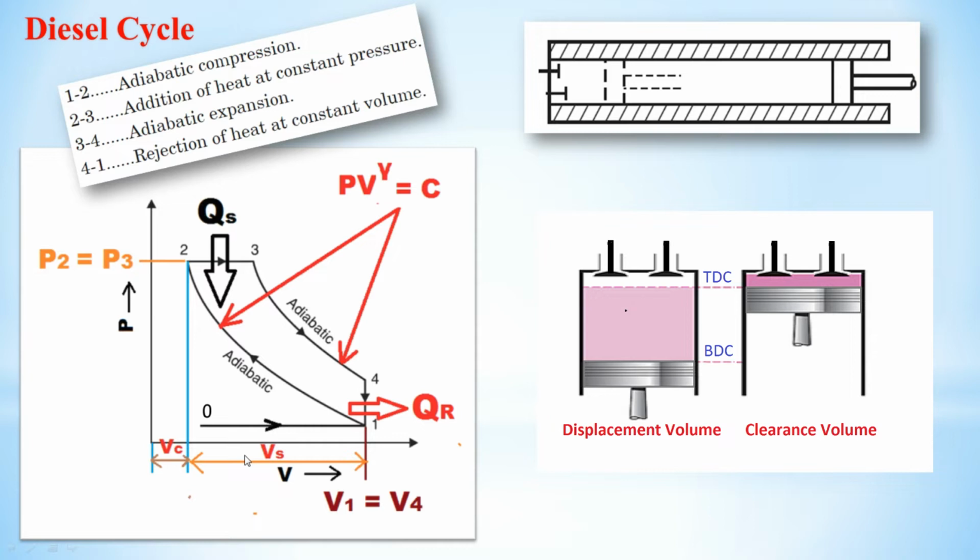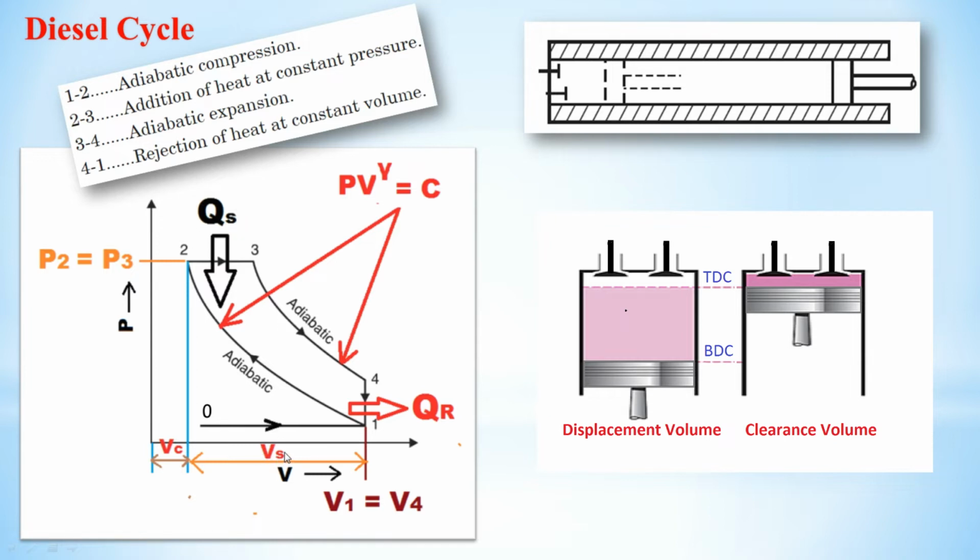And swept volume means whenever the piston travels from one dead center to another dead center, whatever volume is covered by the piston inside the cylinder is called swept volume, and its equation is pi by 4 d square L.